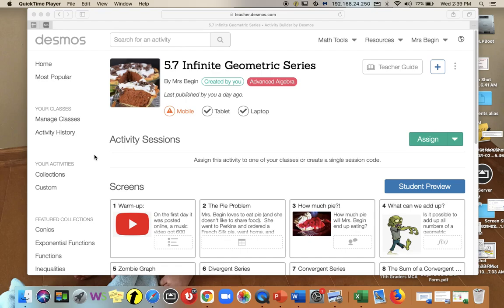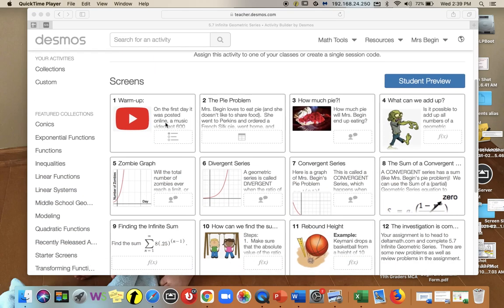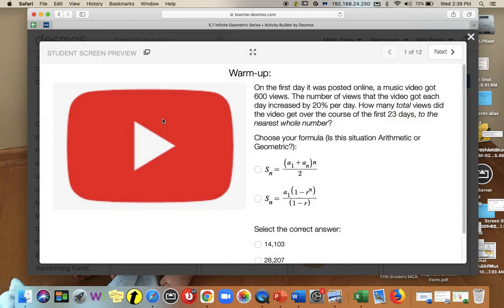Section 5.7, we are going to look at infinite geometric series. So if you click on the link in Google Classroom, it will take you to the investigation on Desmos. We'll start with this warm-up.